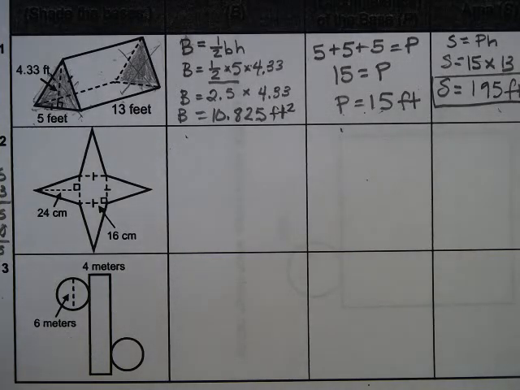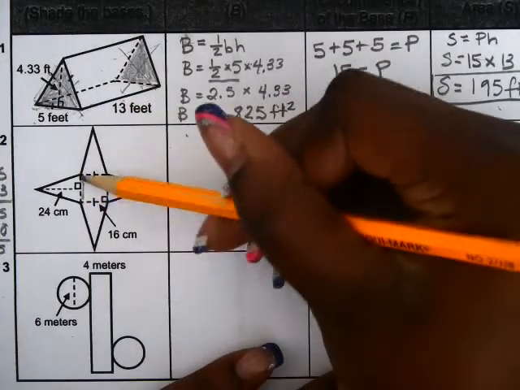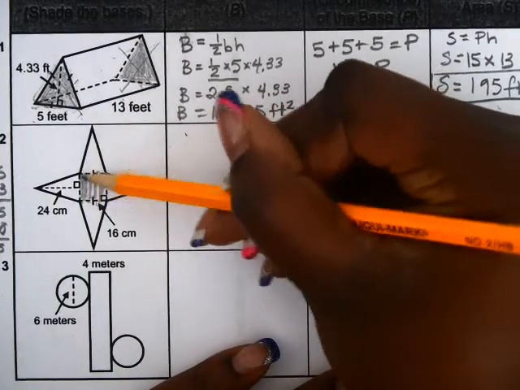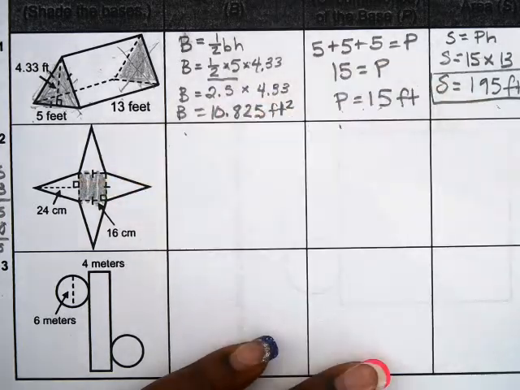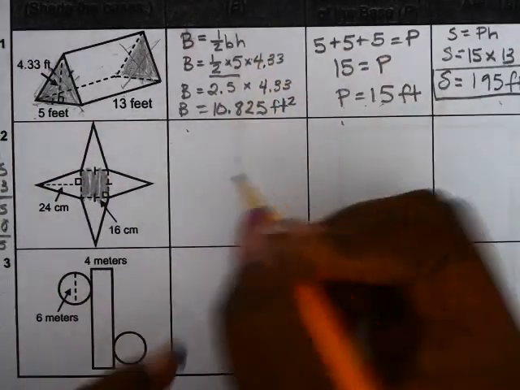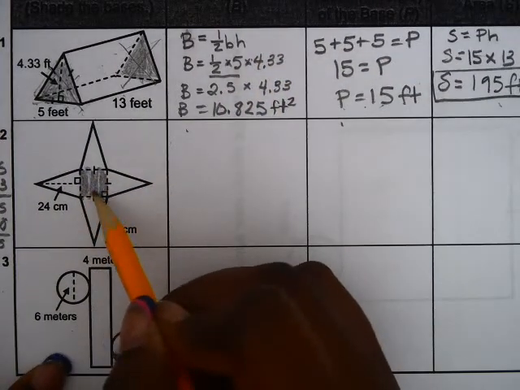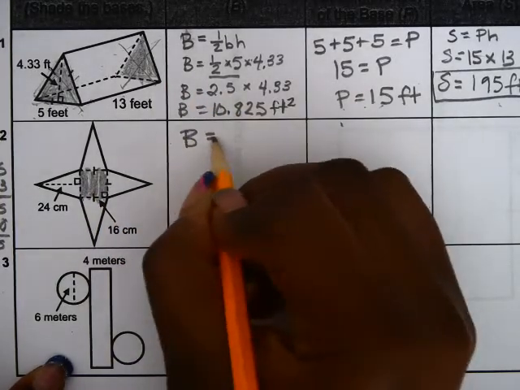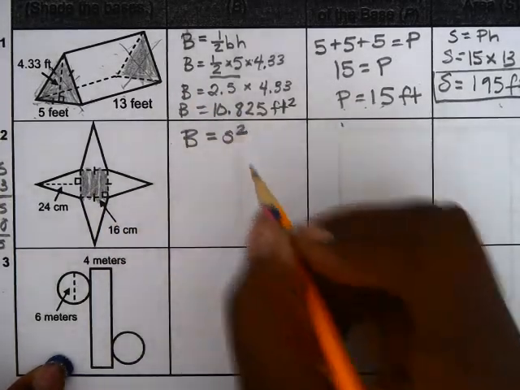Okay, so let's see what you did. First you should have shaded the bases. So I want to find the area of the base. This is a square, so I can do side squared.